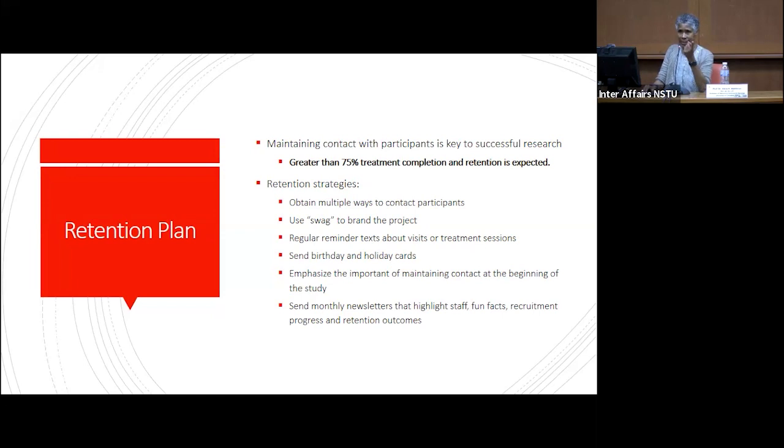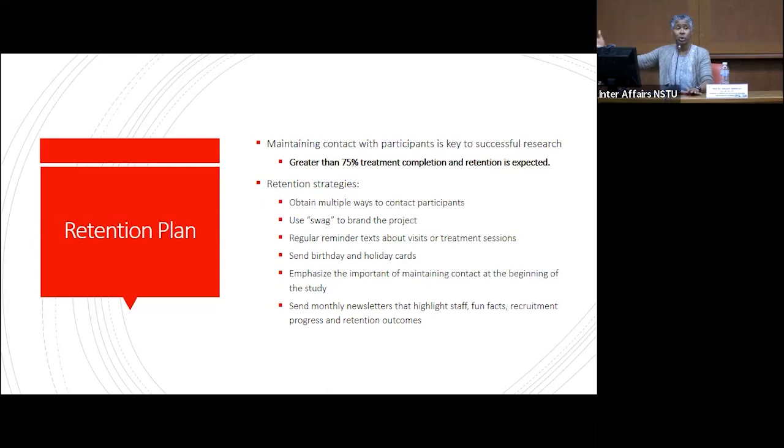We identify at baseline whether there are multiple ways that we can contact patients. Give me your telephone number, your cell phone number, your email address, your mailing address. Tell me your mom's number, right? Think of as many different ways as you can to contact them. Send them regular reminders, text messages or emails about the study visits. Don't forget, your appointment is coming up in 2 weeks. Here's the information. We will see you there.